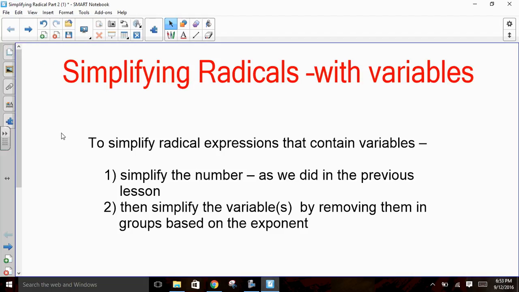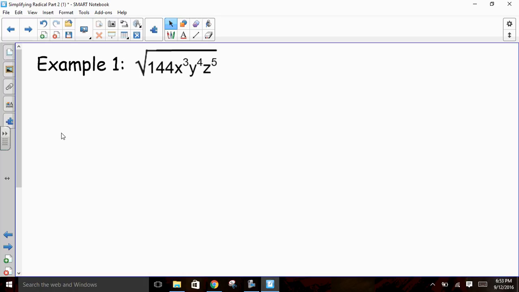All right, welcome back to Simplifying Radicals. Today we're going to do part 2, which deals with variables. So this is kind of a two-step process. Step number 1, simplifying the number like what we did in the past video in part 1. And then adding the second step, which is trying to simplify variables by grouping them into groups based on the number of your radical.